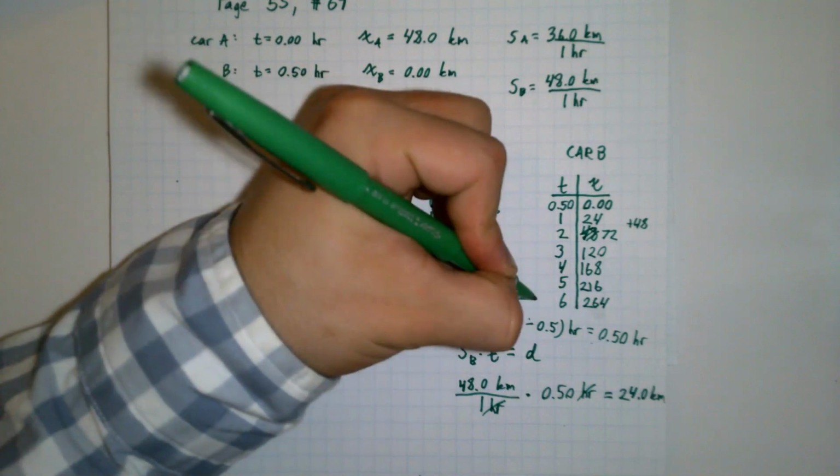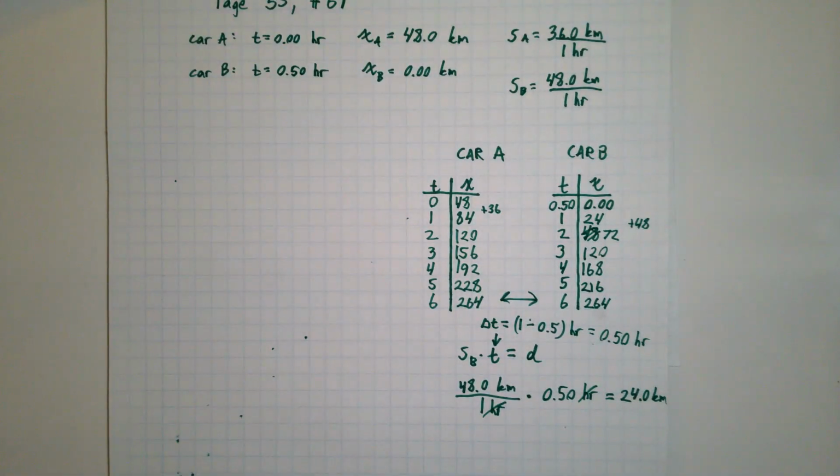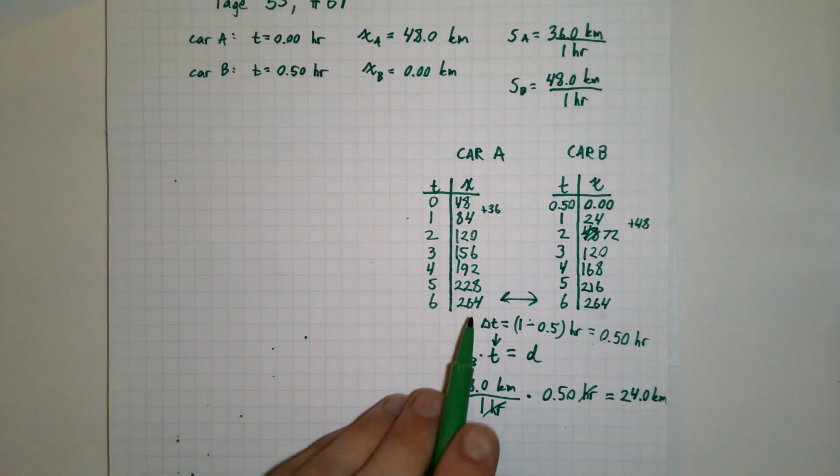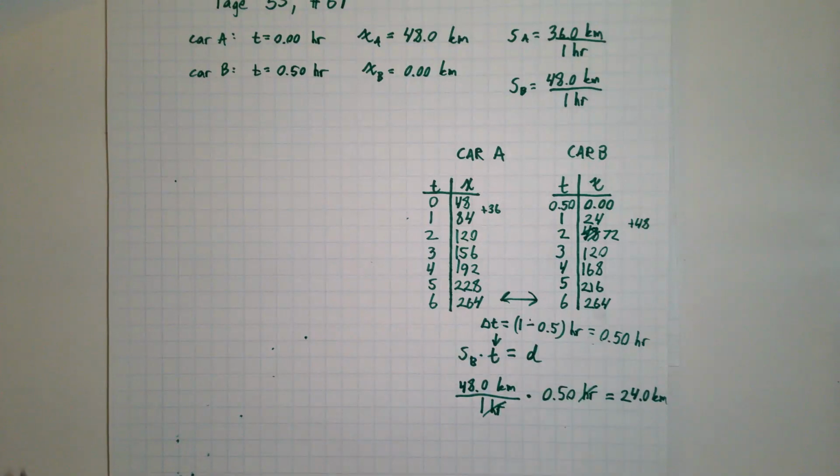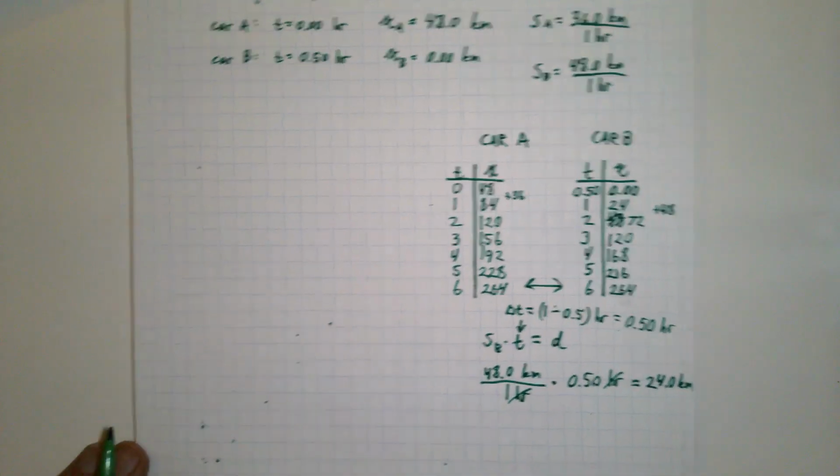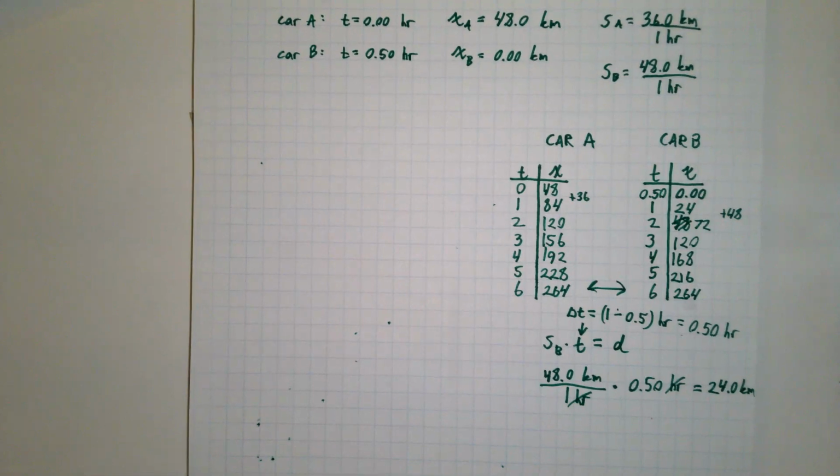Notice that at the point in time of 6 hours have elapsed, we see that they're both at the same position of 264 kilometers. That's what our graph should show. We'll see if the graph demonstrates that.